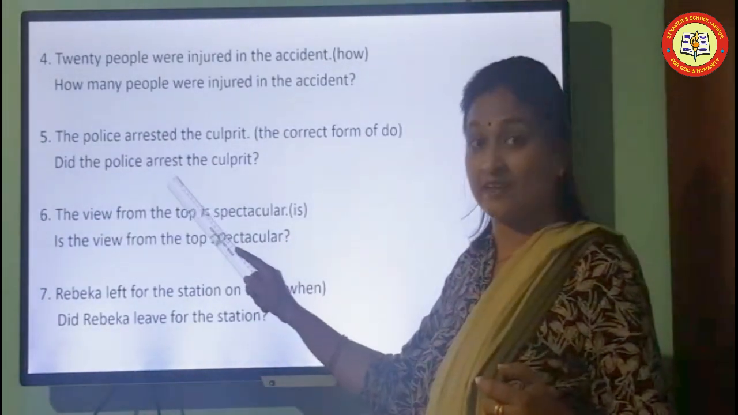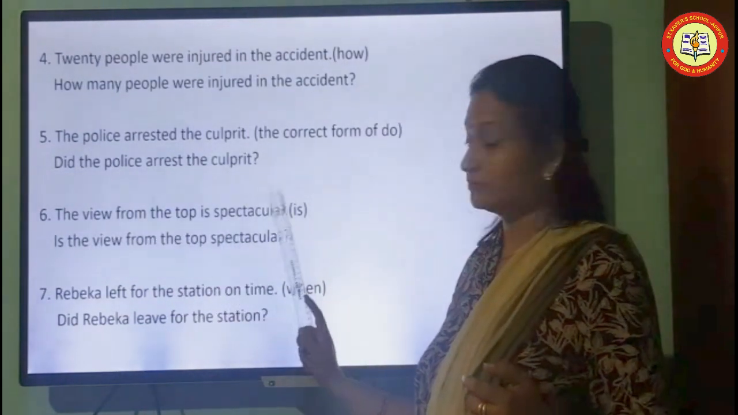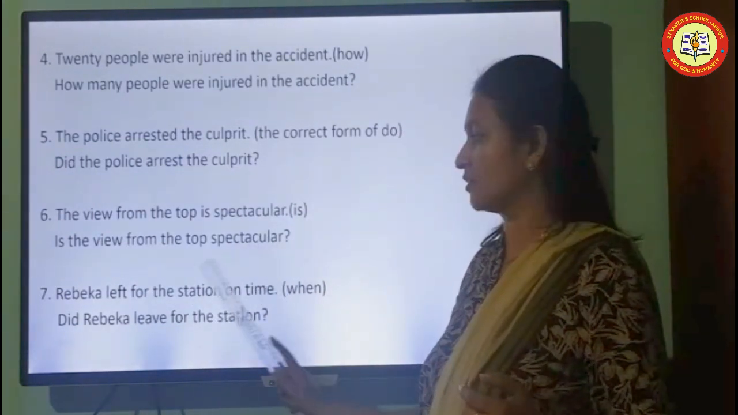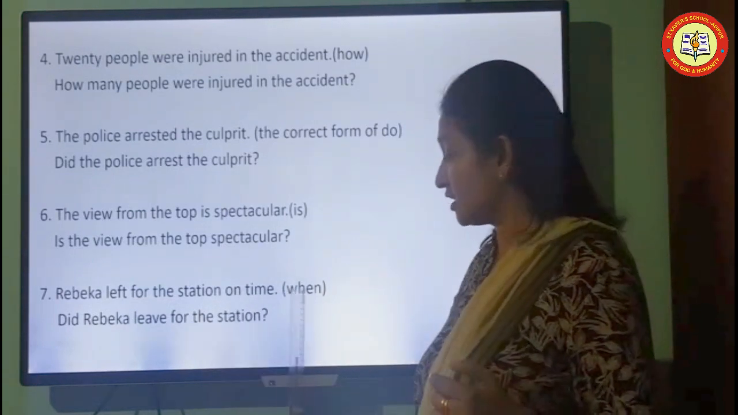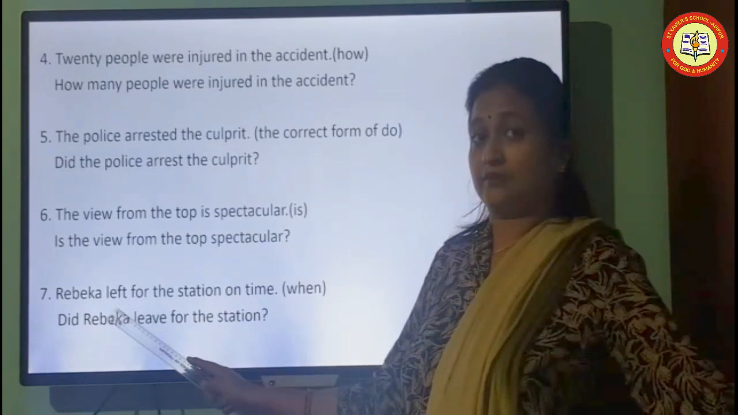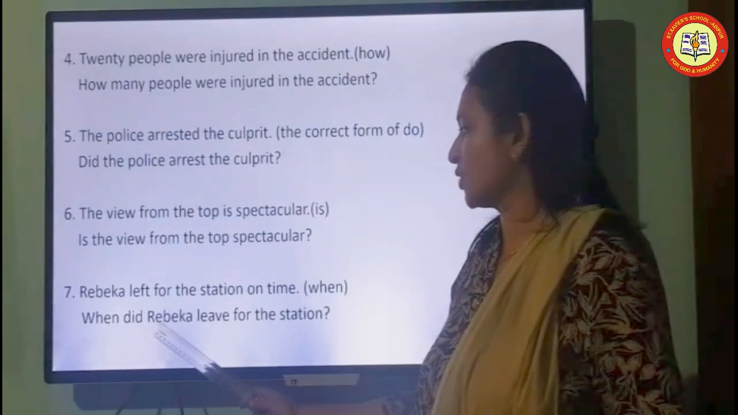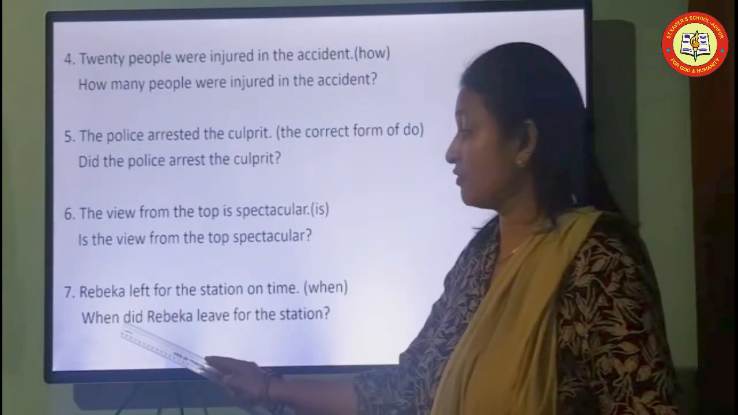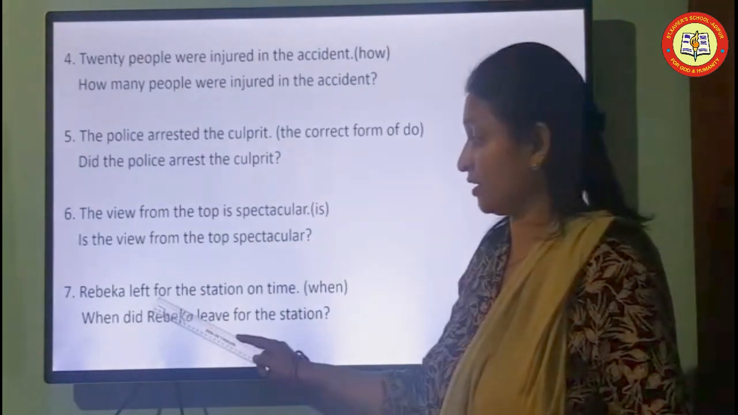It is always arrest. The view from the top is spectacular. Is the view from the top spectacular? Question mark. Rebecca left for the station on time. When? Now here when they have given, when is there in the bracket. So when did Rebecca leave for the station? Left is there. So we will be using did, and left will become leave, present tense.